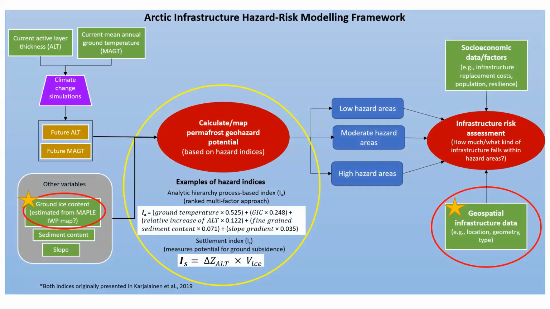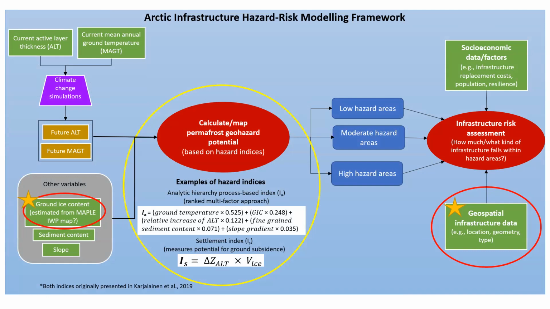So I put together this figure that synthesizes the recent literature on the Arctic infrastructure hazard risk modeling framework. This has been put together in recent years by a number of authors to answer the question of how permafrost degradation impacts infrastructure. It is all centered around calculating and mapping the potential for permafrost geohazards to occur in the future, right?